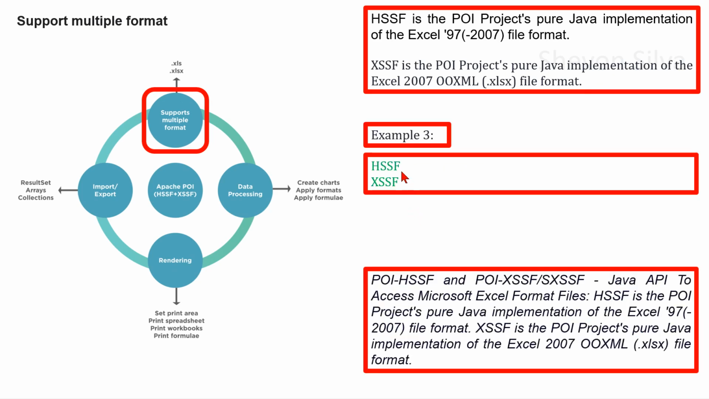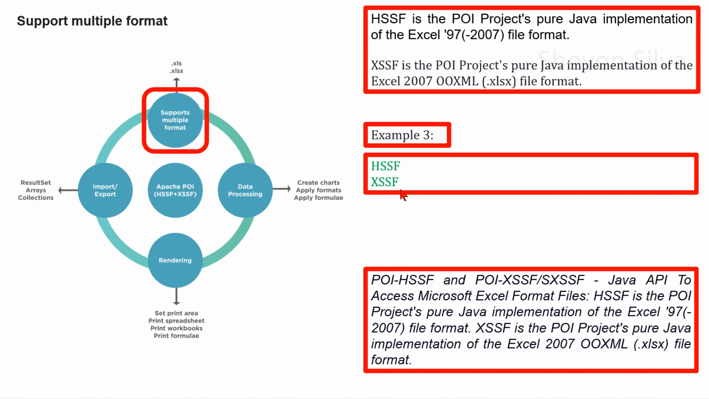POI HSSF and POI XSSF and SXSSF are related to the Java API to access Microsoft Excel file formats. For Excel format files, HSSF is the POI project's pure Java implementation of the Excel 97 to 2007 file format. XSSF is the POI project's pure Java implementation of the Excel 2007 .xlsx file format.